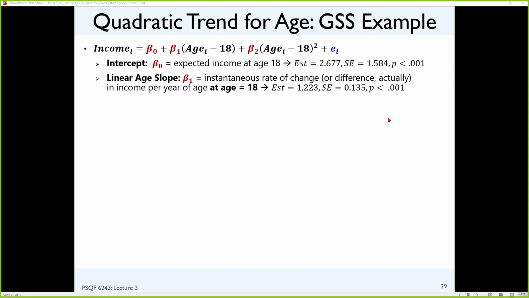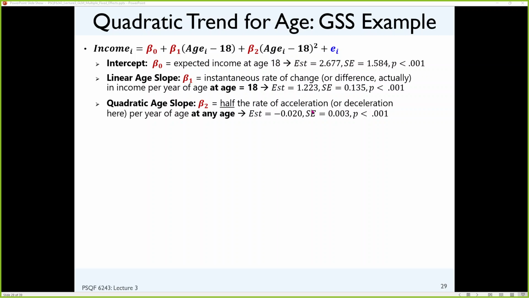So standard error tells you the expected inconsistency across repeated samples of that estimate, how wiggly it would be if you repeated the study. So 0.135 is how far off on average the sample slope would be from the population version. And only at that point. At that point, yep. The sample slope at age 18 specifically, which is what the slope coefficient refers to.